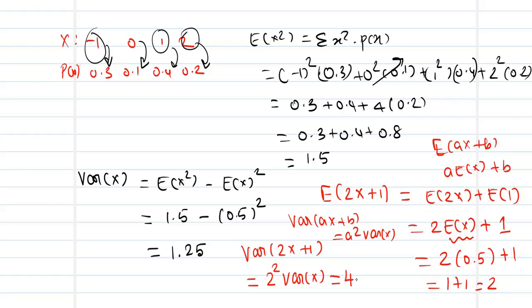What is 2 square? It is 4. 4 times variance of x. What is variance of x? This is going to be 1.25. So what will be 4 times 1.25? This will make it 5. So what is variance of 2x plus 1? This gives the final value as 5. That's it, children. See how the property has made our task very easy for us to estimate all these values.